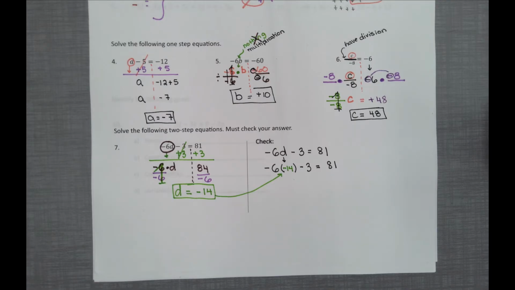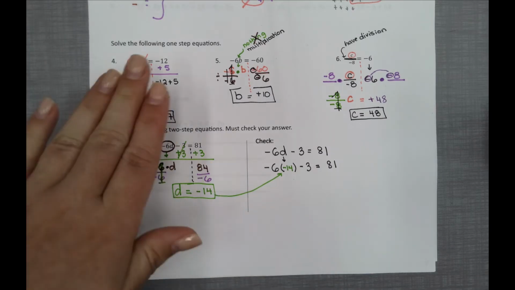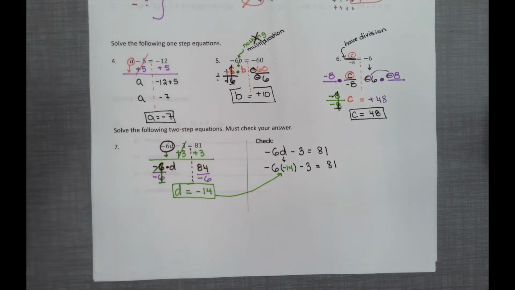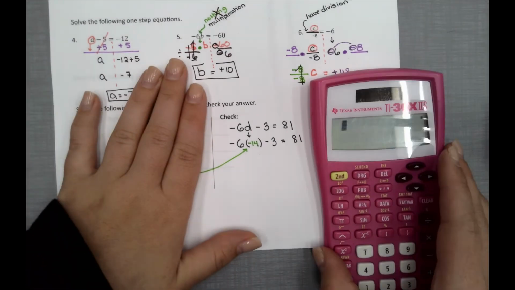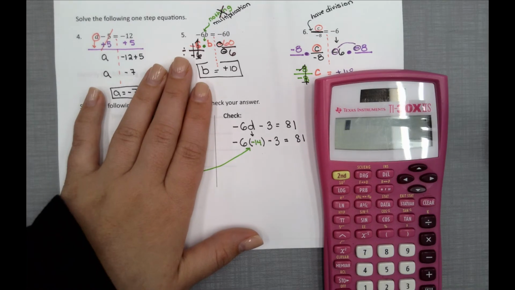Now again, for your homework, you can use a calculator when it comes to checking. Everything else, please practice using a multiplication table. But for this check, I do want you to use a calculator. Negatives down at the bottom. 6, open, negative 14, close it, minus 3 equals.